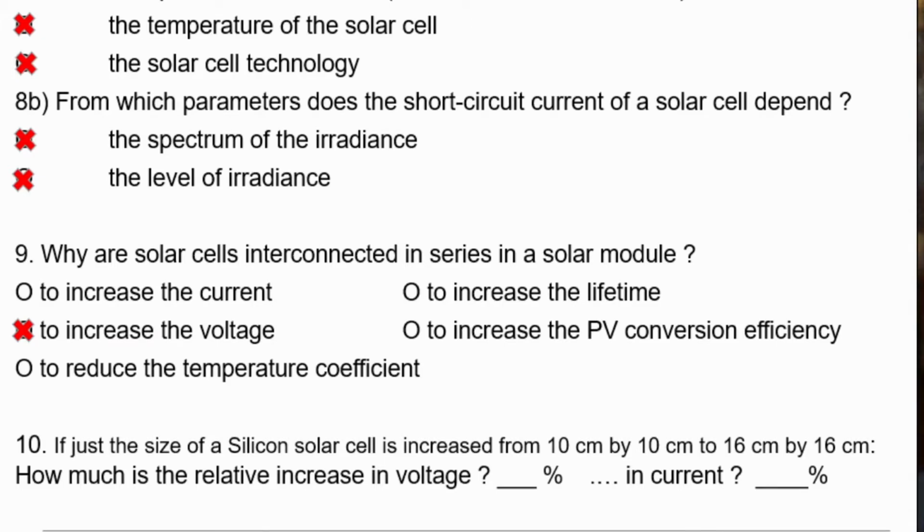If just the size of a silicon solar cell is increased from 10 by 10 centimeters to 16 by 16 centimeters, how much is the relative increase in voltage? So what happens if we extend the area of a solar cell? We will collect more photons and we will generate more electrons. But does it have any effect on the voltage? No. So there is zero effect, 0% increase. As I mentioned already, it's the increase in current, and that's directly proportional to the area. So if you put in the numbers and calculate the percentage, you will arrive at 156%, or a factor of 2.56.